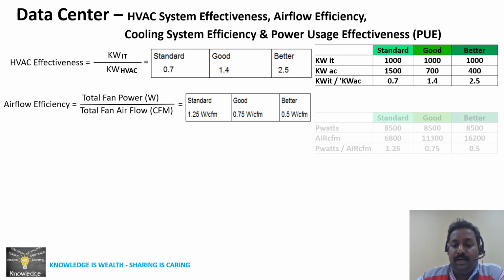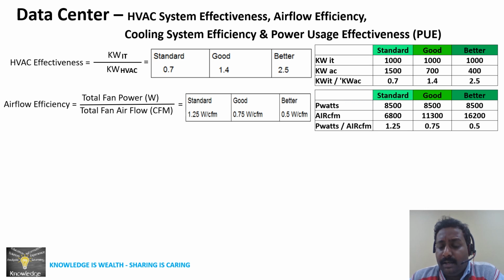For a quick look, it is tabulated here. Let's say about two fans, 4.25 kilowatt into two, total 8.5 kilowatt, 8,500 watts, delivering 6,800 CFM. Then watts per CFM is 1.25, that is standard. For the same 8.5 kilowatt, if it is delivering 11,300 CFM, it comes to 0.75. That is pretty good, and energy efficient.